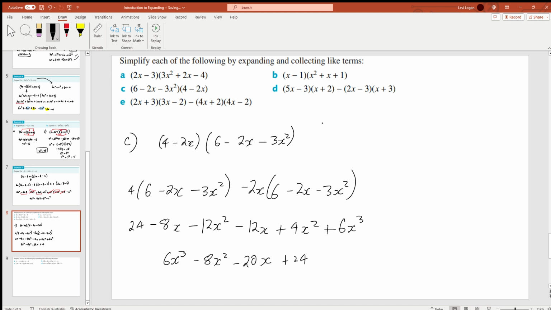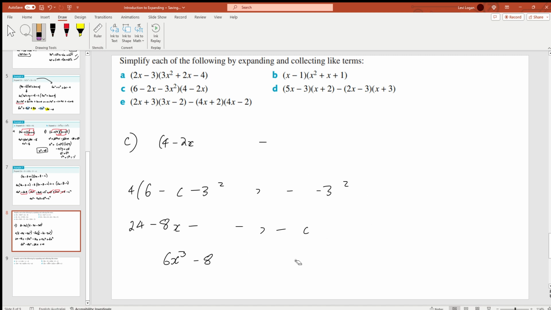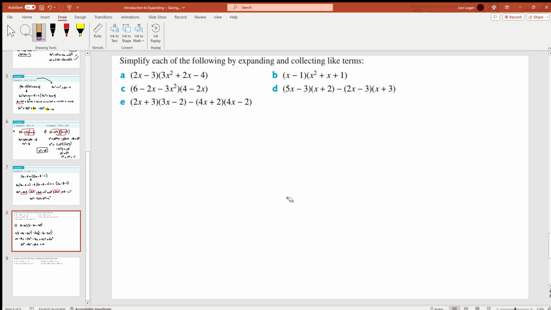So let's have a go at question D now. A lot of it's actually very repetitive, but the reason why I'm going through all of them is just in case someone was practicing them, and I'm showing you how to do it step by step. So D, let's have a go at D. We've got 5x minus 3 multiplied by x plus 2 minus 2x minus 3 multiplied by x plus 3.